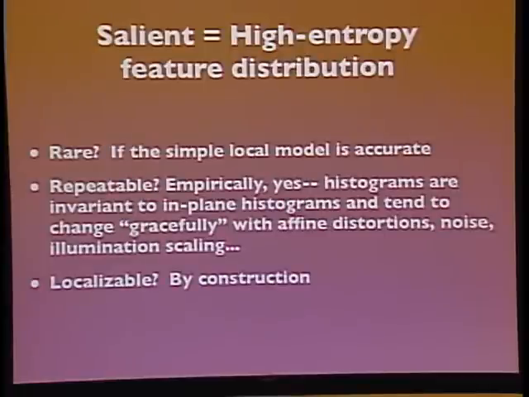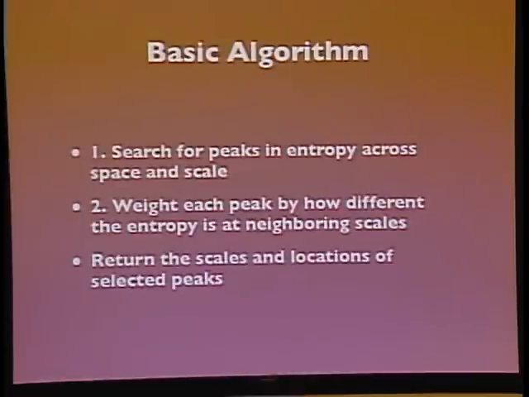And there's no proof for why these things are repeatable, but empirically they tend to be fairly repeatable. If you were to take that same photograph of the cornflake box and rotate it in a few different directions and ask for these high entropy color histograms or high entropy edge histograms, you'll find that the same parts of the object light up as you move this thing around. And I'll show some examples of that in a minute. And they're localizable by construction because we're forcing it to be a localized part of the image.